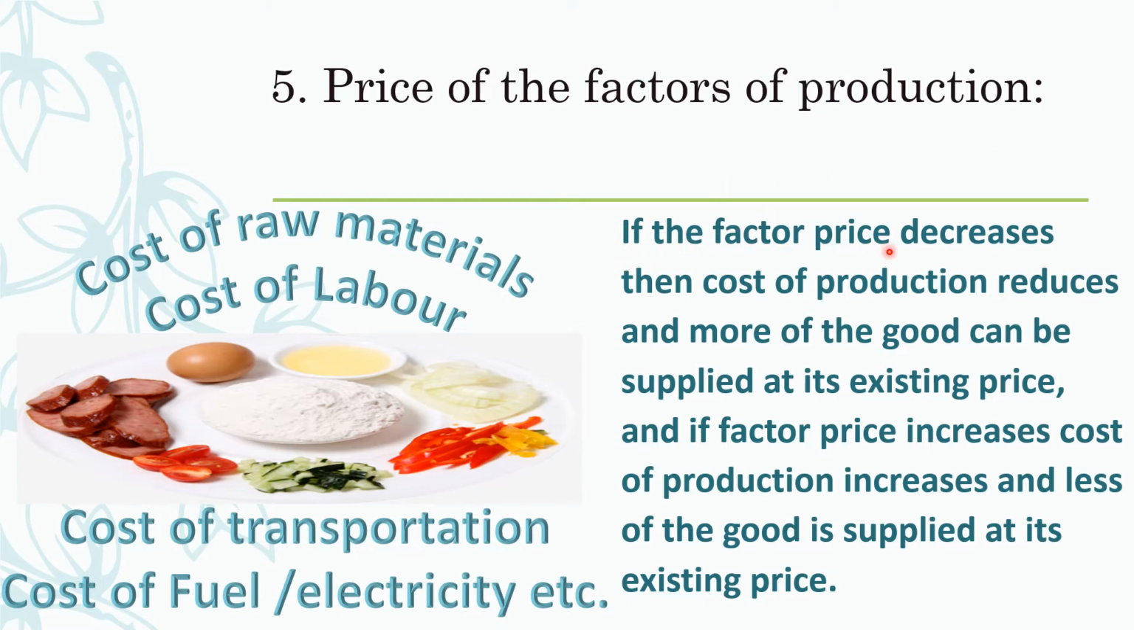If the factor price decreases, then cost of production reduces, and more of the good can be supplied at the same existing price. And if the factor price increases, cost of production increases, and less of the good is supplied at its existing price or same price. We know various factors of production are raw materials, labor, transportation, fuel, electricity, and so on. And the cost of all of these does affect production in a big way.